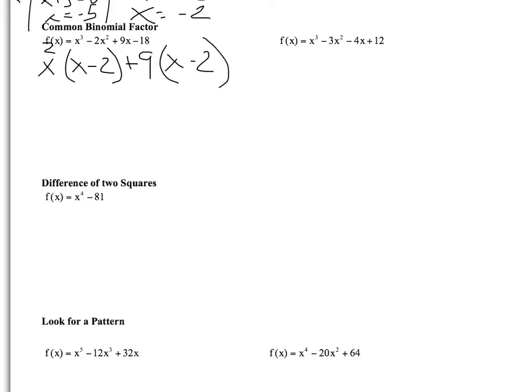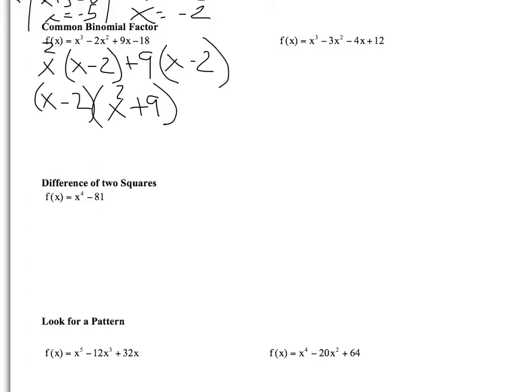I see that my parentheses match up. Since my parentheses match up, I can write it out in front. And then my second set of parentheses is going to be what's left. It's an x squared plus 9. I cannot factor x minus 2 any further, and I cannot factor x squared plus 9 any further.